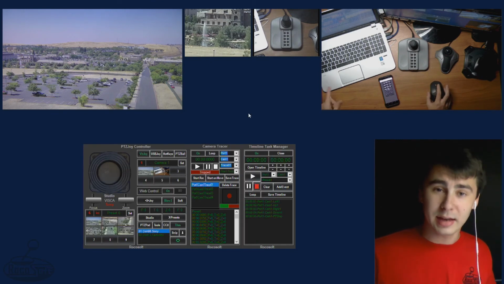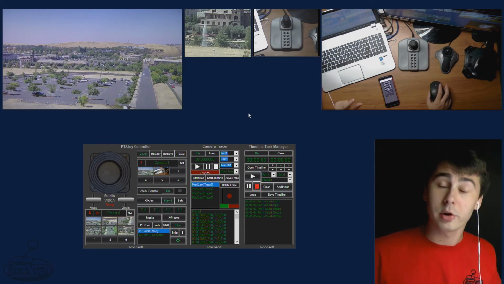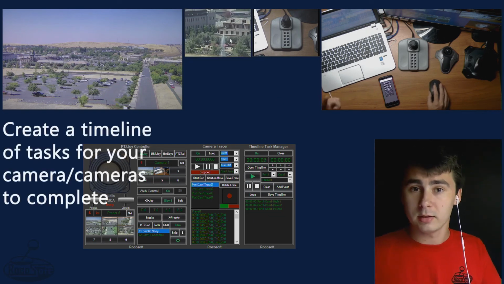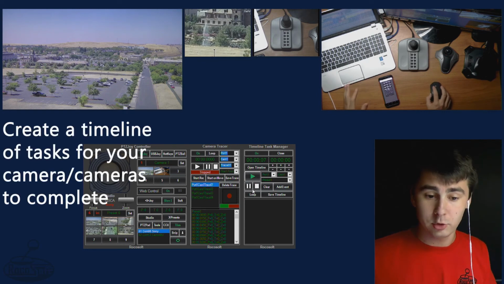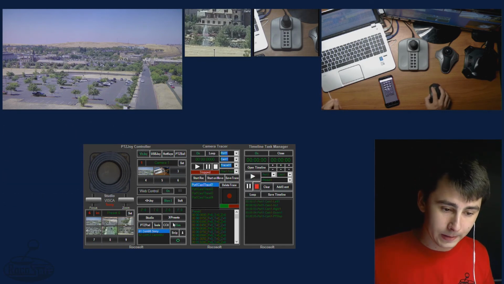And then we have our timeline task manager, which essentially allows you to create a timeline of tasks for your camera to complete or your cameras to complete. And I'm just going to play the one that I have here. It's just moving the camera up, down, left, right. It's really convenient, really easy to use, and you can use it for multiple cameras. You can loop it, do whatever you want. Really convenient, nice tool. So that's that.